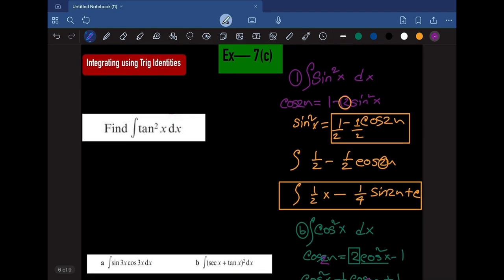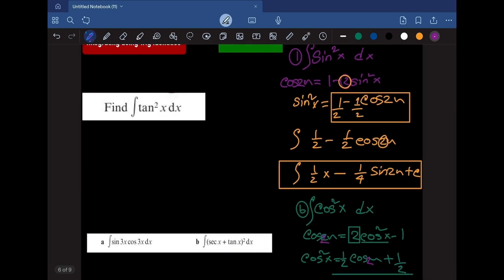Now hopefully you guys have been able to do it. Now please do this tan squared x by yourself. Come on guys, quick. Please pause the video and try it by yourself. Hopefully you have been able to solve it. Now let's solve it together.